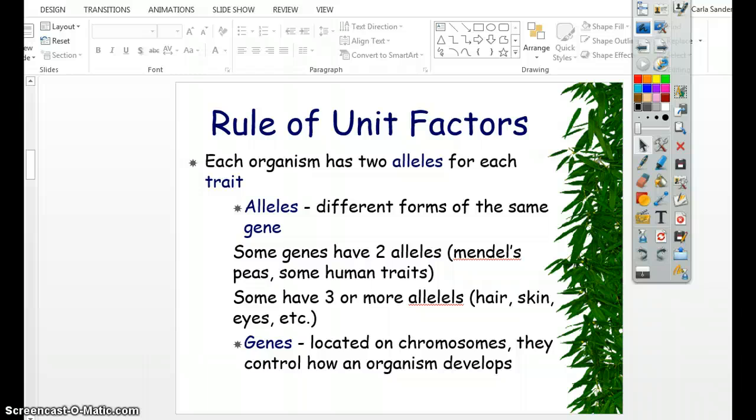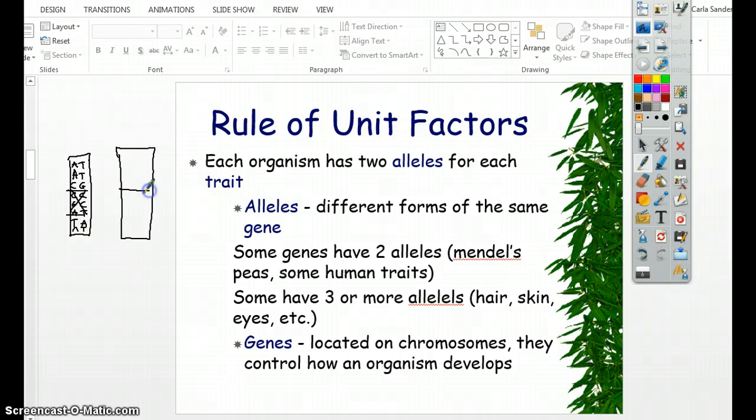Genes, again, are located on chromosomes. They control how an organism develops. So we have the gene you got from mom. You got the gene, the chromosome. Those are the chromosomes. Within there, you have all that DNA. Okay, and maybe it's this chunk right here that's controlling, I don't know, whether you can roll your tongue or not.